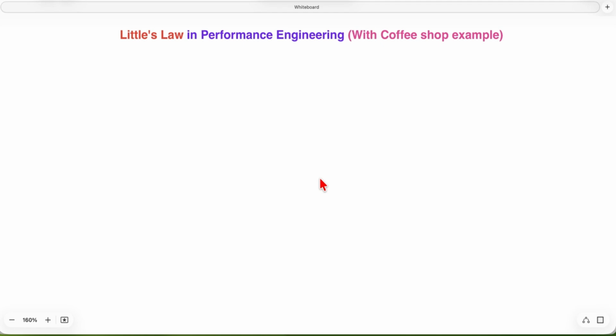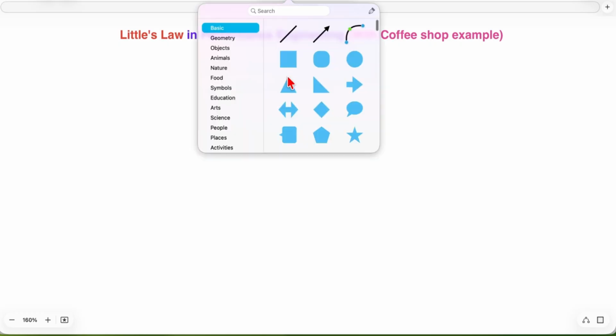Hello, welcome. Let us discuss and understand Little's law in performance engineering. Before going into why Little's law is required and how it can be applied in performance engineering and performance testing, let us understand its concept using a coffee shop as an example.